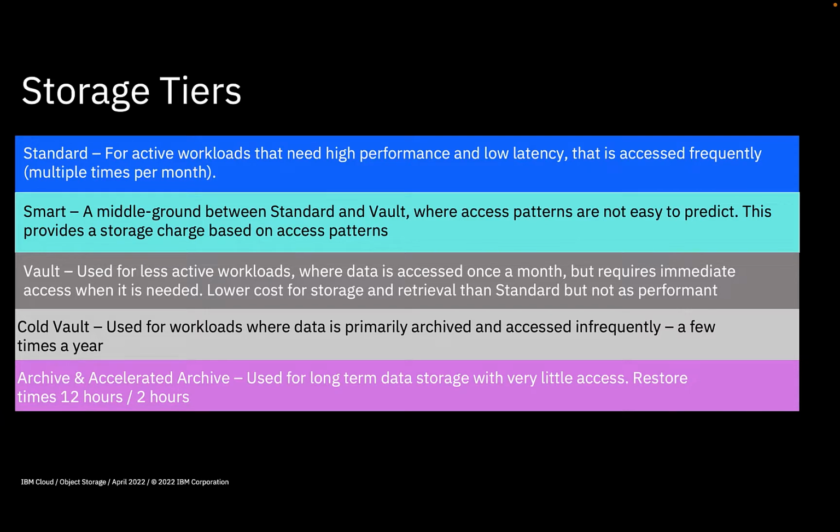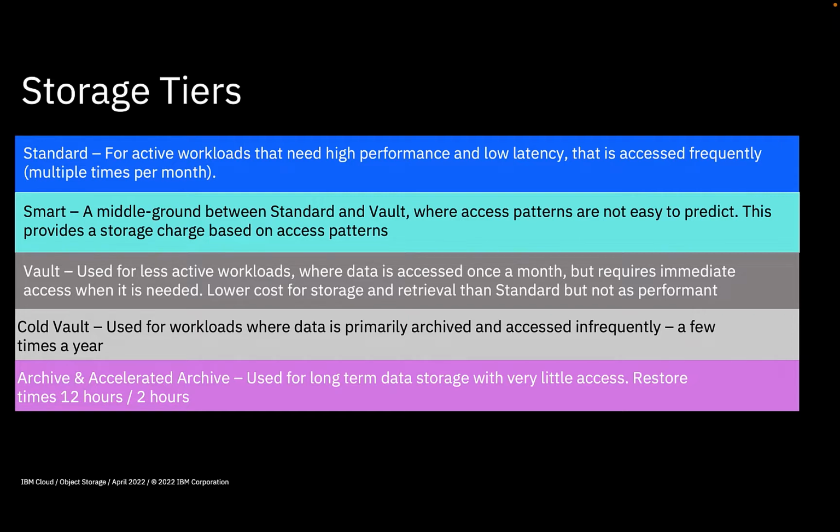So a quick run through of the storage tiers. First, you have a standard tier, and this essentially provides the highest retrieval performance and is really used where you're likely to access objects frequently. And by frequently, we're talking objects that are accessed several times a month.